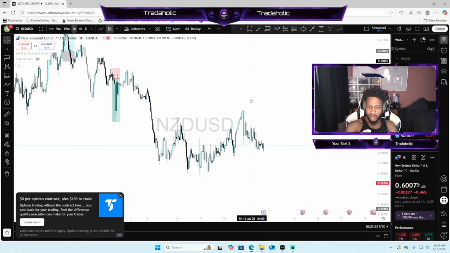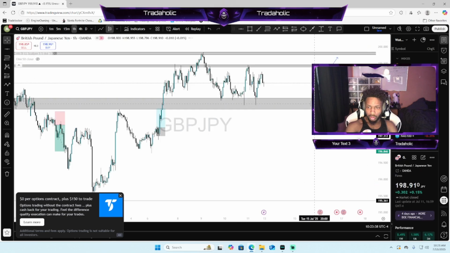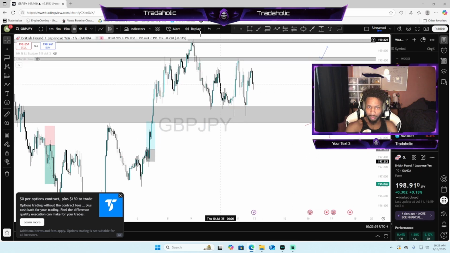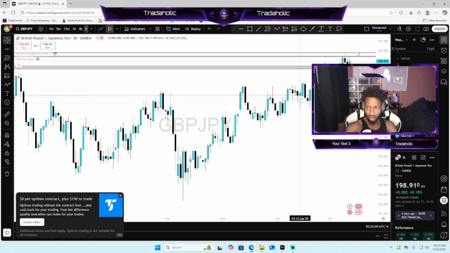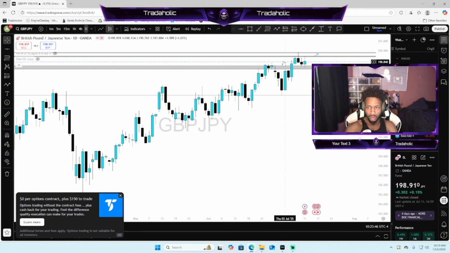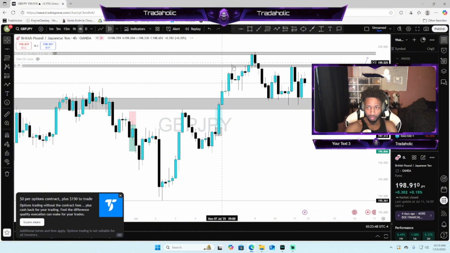I don't really want to trade into the USD. Looks pretty trash. GBP JPY. Looking on the daily time frame, we're overall aggressively bullish. We have a break and retest of this previous daily high.